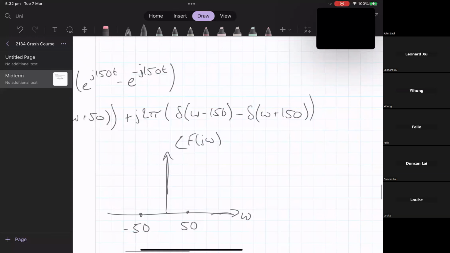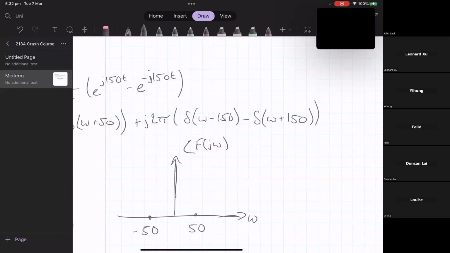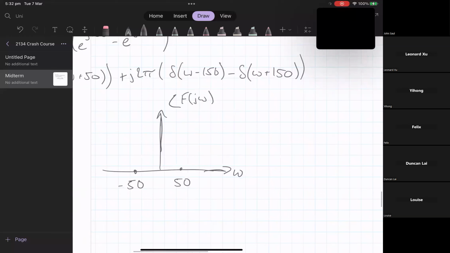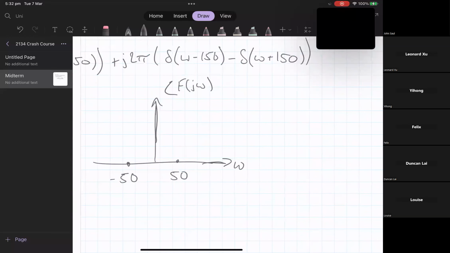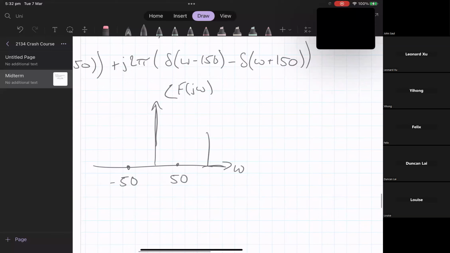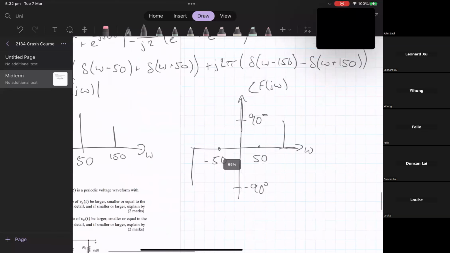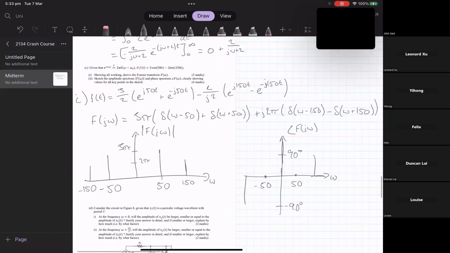In terms of the next two, we can see that they have a j term, so they're imaginary, and they will have phase. Multiplying by j rotates our signal by 90 degrees, multiplying by negative j rotates it by negative 90 degrees. So in this case, we have positive j for the direct delta at 150 radians, and a negative j at the negative 150. And so that's at 90 degrees and negative 90 degrees. And that is all you have to do for sketching the spectrums of this Fourier transform.